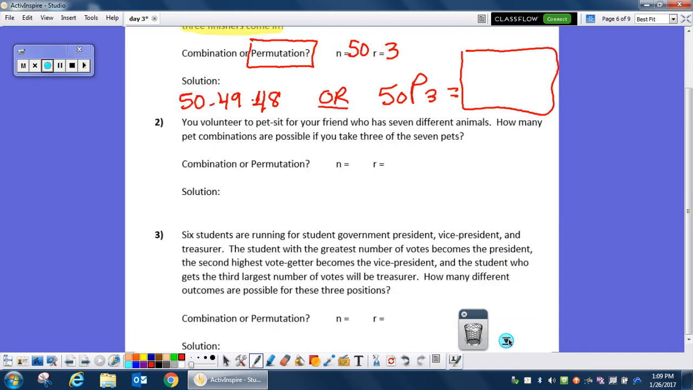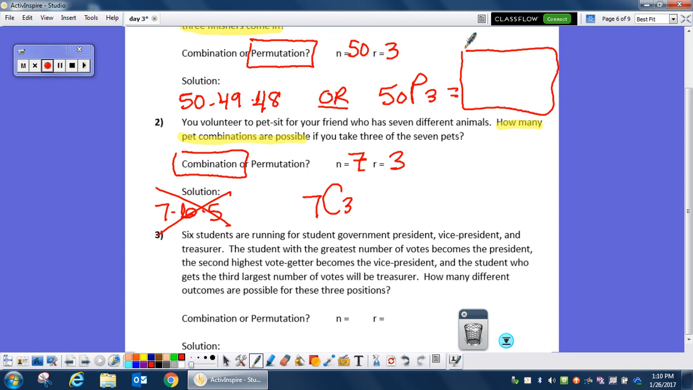All right. Next, you volunteered to pet sit for your friend who has 7 different animals. How many pet combinations are possible? So pet combinations clues you in right there that it's a combination. You have 7 animals. You only need 3 to come with you. So you can't do 7 times 6 times 5, because it's a combination. So 7 choose 3. And that should give you your answer.